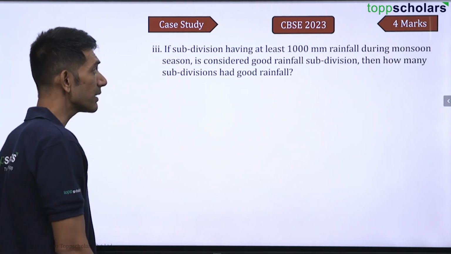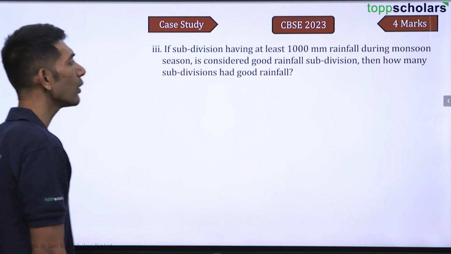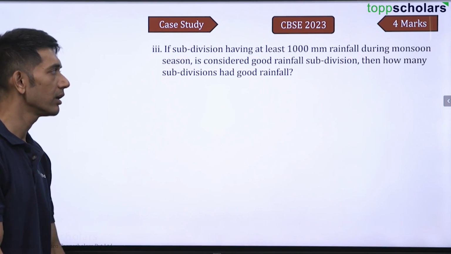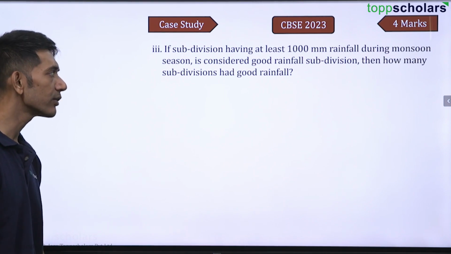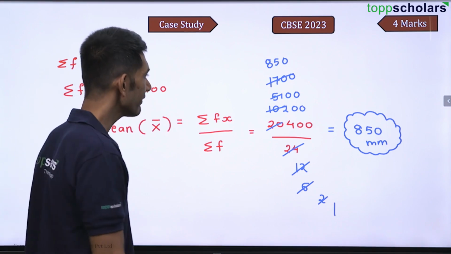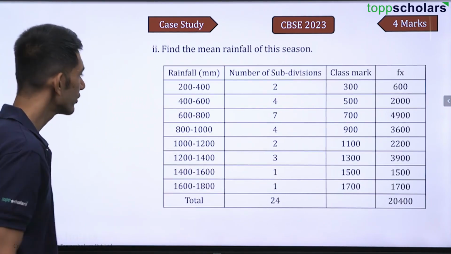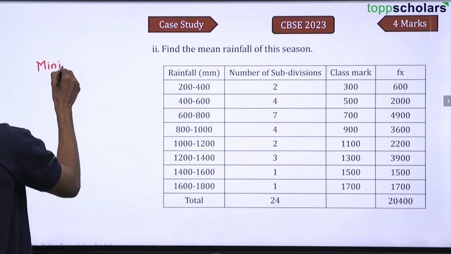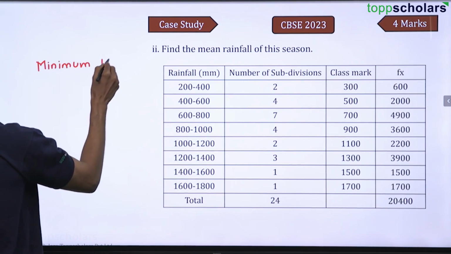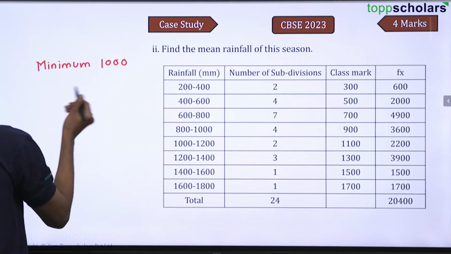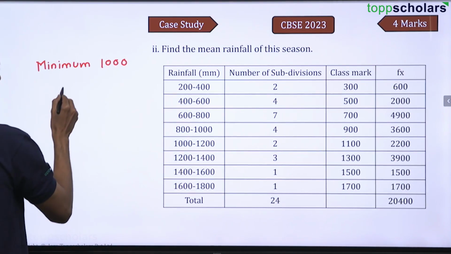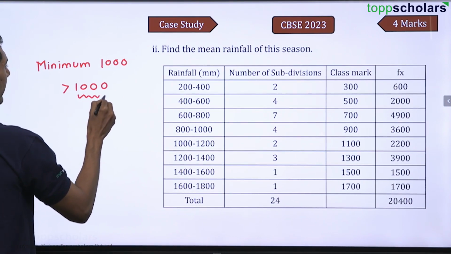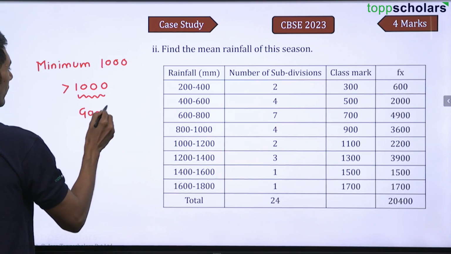Now it says if the subdivisions having at least 1000 millimeter rainfall during monsoon season is considered good rainfall, then how many subdivisions had good rainfall? So for that, again we need to go back, right? So this minimum 1000. So can I say minimum means at least 1000? So the rainfall which is greater than 1000 is considered as good rainfall.